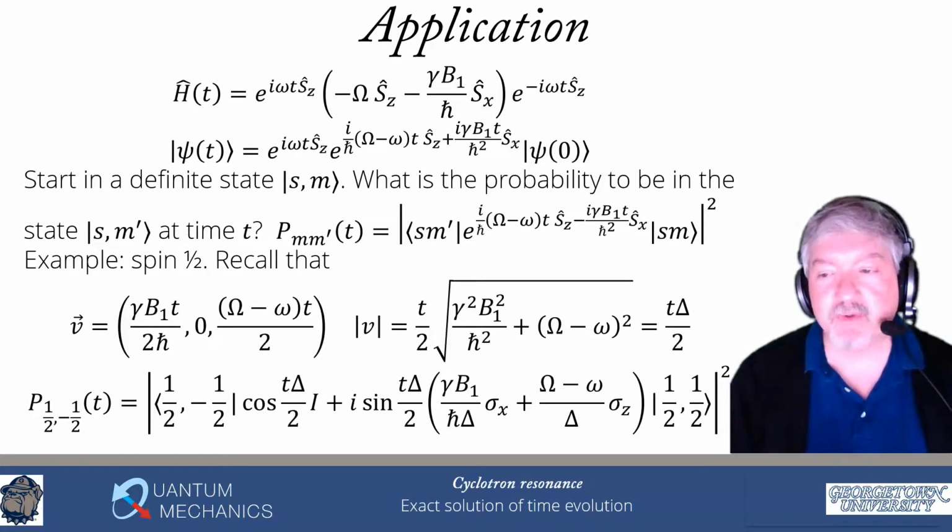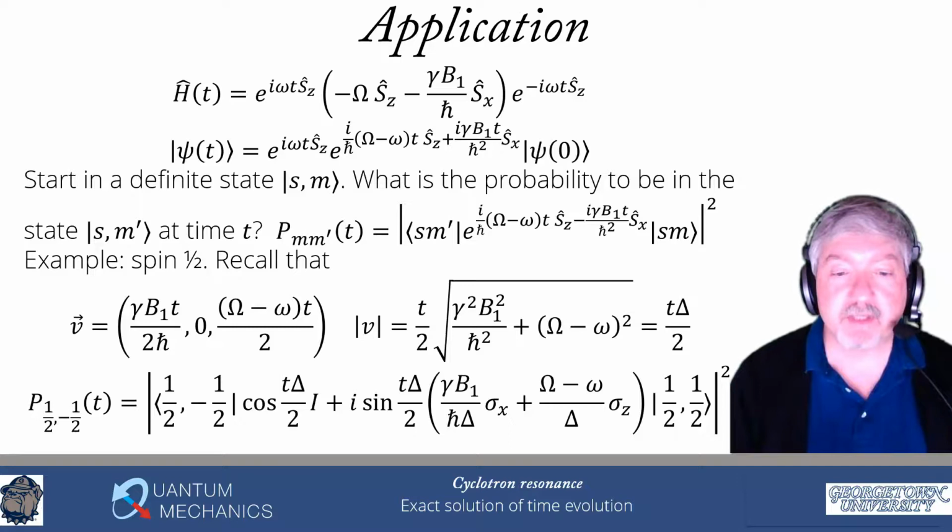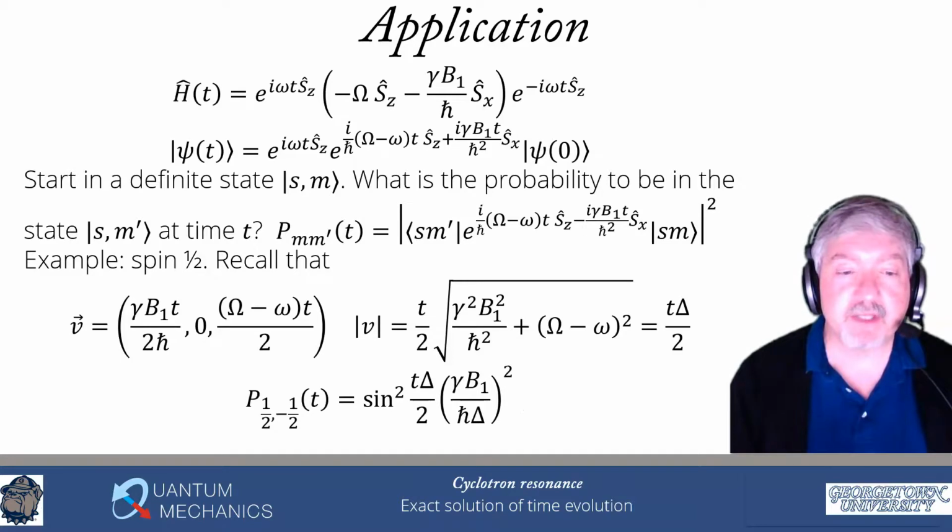The identity has no off-diagonal matrix element, so that term contributes nothing. The sigma x has a 1 in that off-diagonal matrix element, so I'm going to get an i sine t delta over 2 gamma b1 over h bar delta, and then sigma z is diagonal, so that gives no contributions. I have to take the modulus squared of that, so we get the probability to flip is sine squared t delta over 2 times gamma b1 over h bar delta quantity squared.